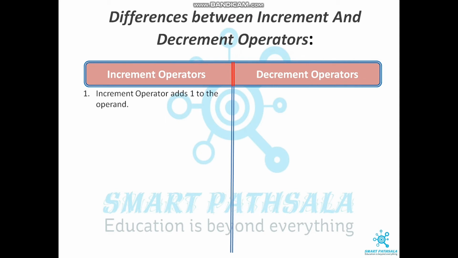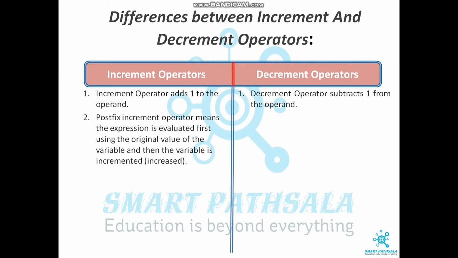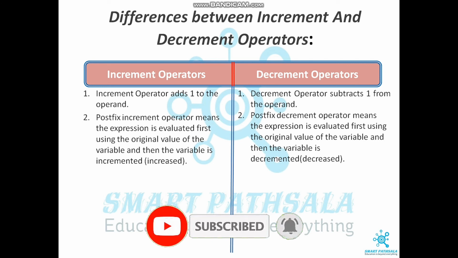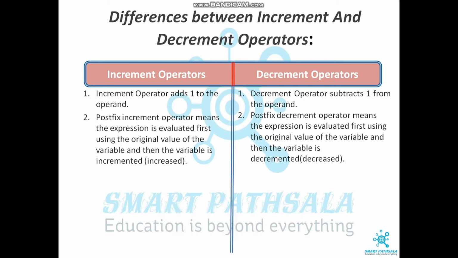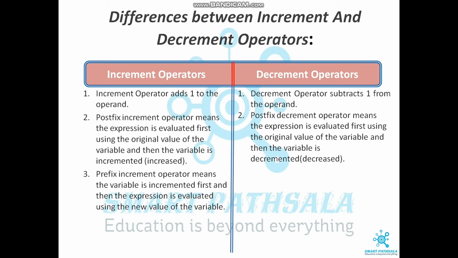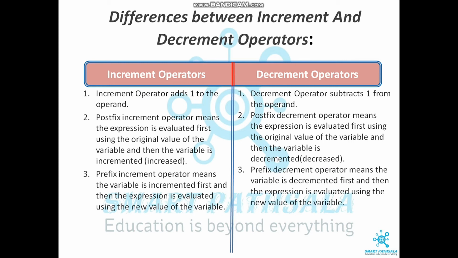Now we will see the difference between increment and decrement operators. Increment operators add 1 to the operand, and in case of decrement operator, obviously, as it is decrement, it will subtract 1 from the operand. Next, postfix increment operator means the expression is evaluated first using the original value of the variable and then the variable is increased. In postfix decrement operator, the expression is evaluated first using the original value of the variable and then the value of the variable is decreased. In prefix increment operator, the variable is incremented first and then the expression is evaluated using the new value of the variable. Again, in prefix decrement operator, the variable is decremented first and then the expression is evaluated using the new value of the variable.